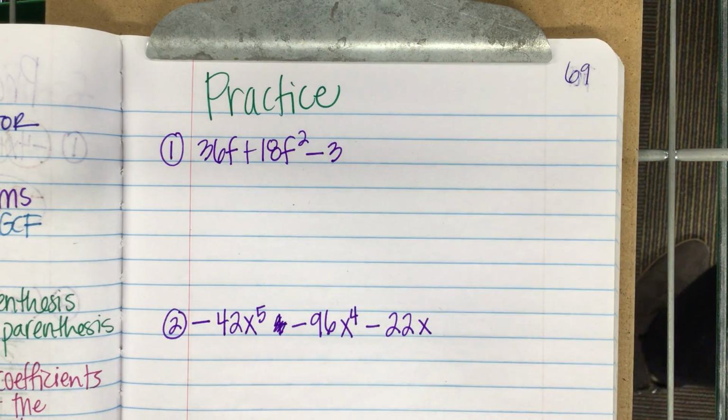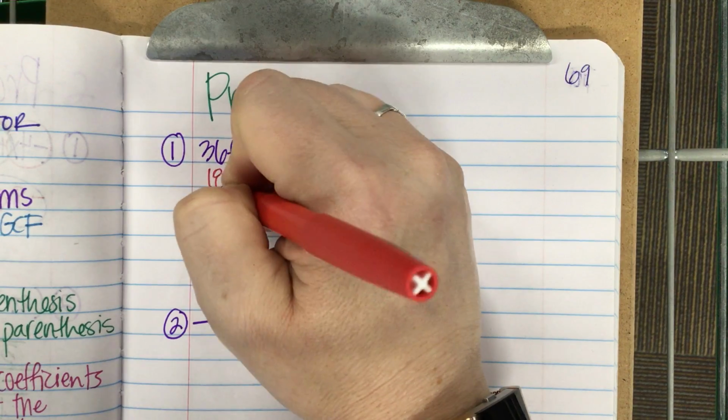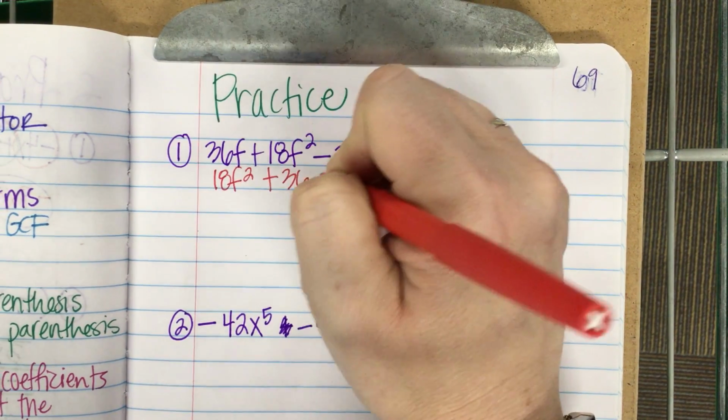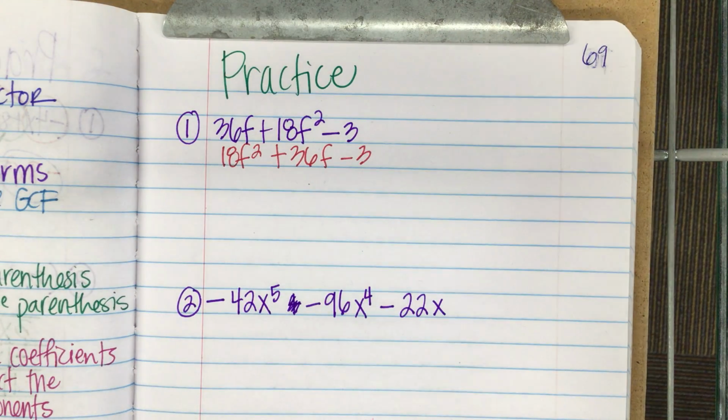Malachi asked a good question. He said, okay, wait, so there's a negative, but they all have to be negative. So the GCF of this trinomial will be positive. The only way your GCF is negative is if all of the terms are negative. So, raise your hand who can tell me what this is in standard form? Standard form, Sam. Perfect. 18f squared plus 36f minus 3. Excellent.